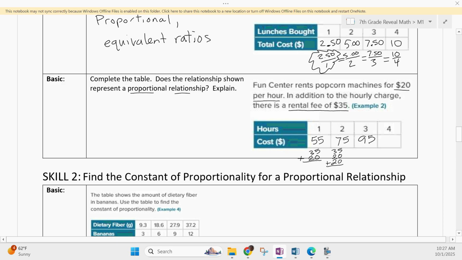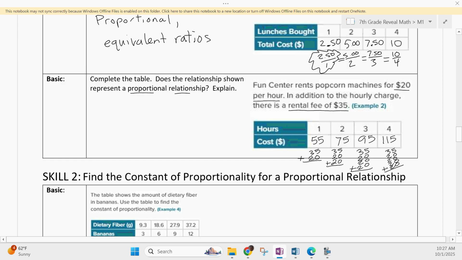95, right? Now, Jaden, it says an upfront fee, or a rental fee. So that happens once. And then the 20 happens how many times? 3 times, right, for the 3 hours. And then we have the last one. We have that last one already. Aisha? 115, because we had to pay the $35 and then we had to pay 4 sets of $20.